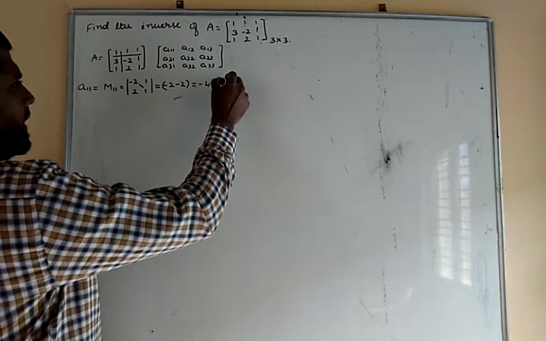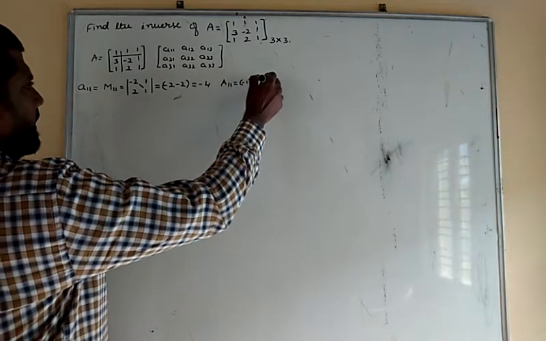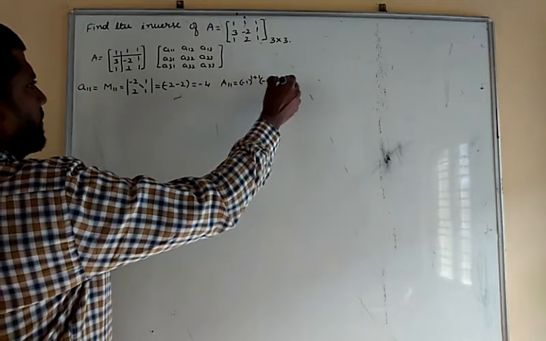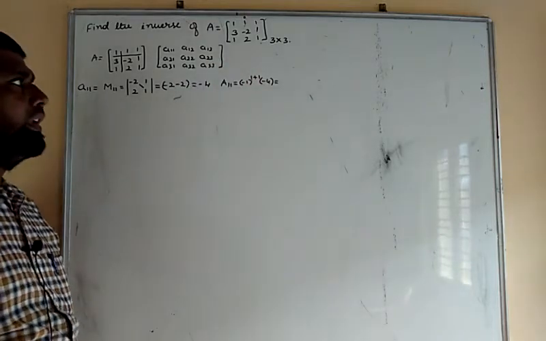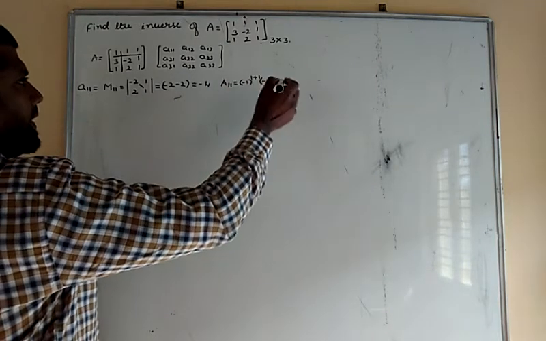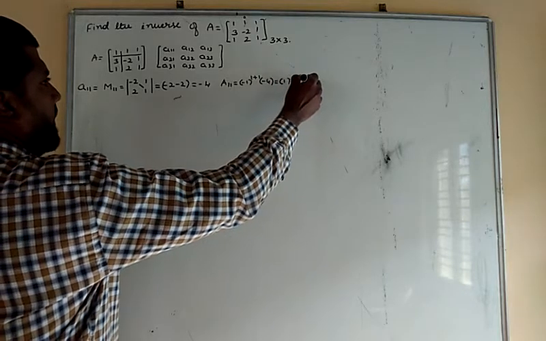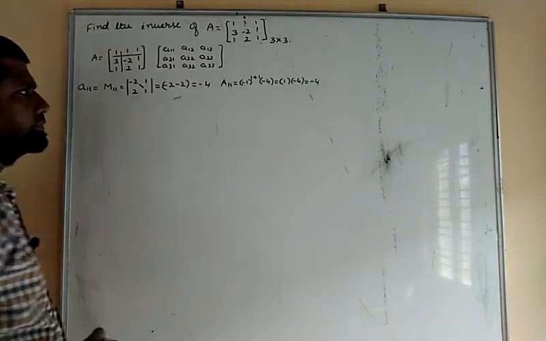Let us find a cofactor. A11 is equal to (-1)^(1+1) into -4. Here the power is 1 plus 1, which is 2, an even number. Even number means you are getting plus 1. So plus 1 into -4 means you are getting -4.